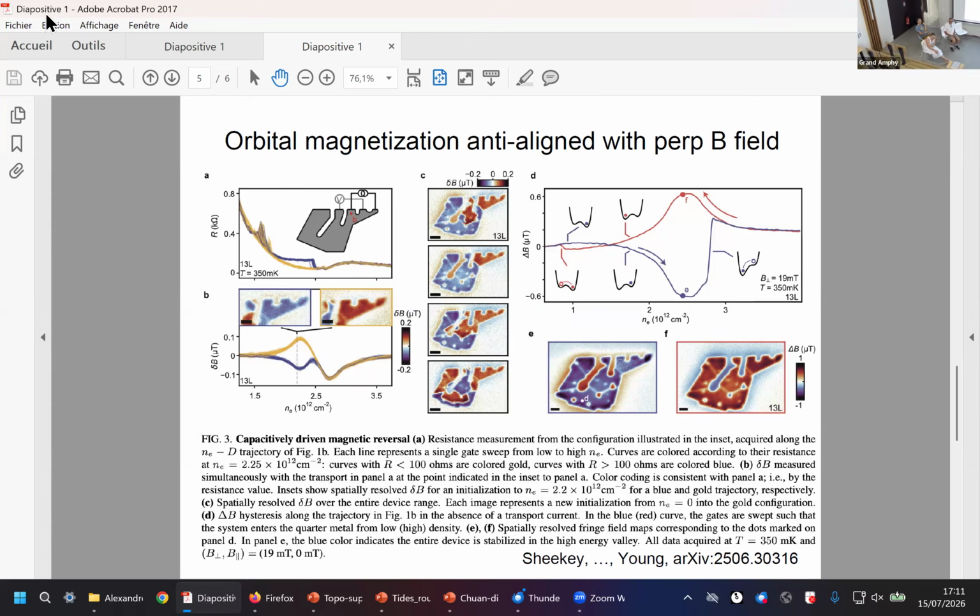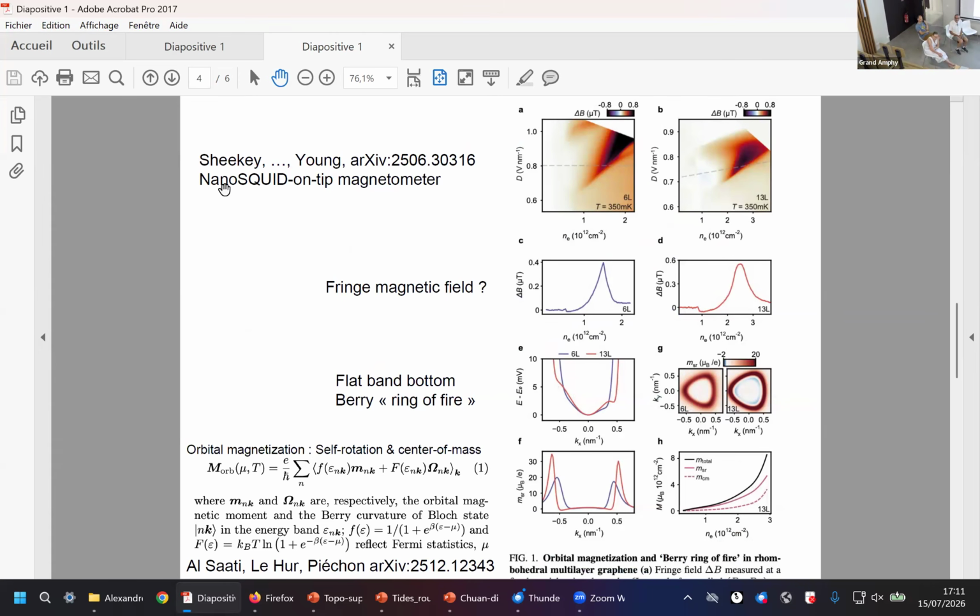Can you repeat which material it was? It's tin on silicon. Tin on silicon, okay.